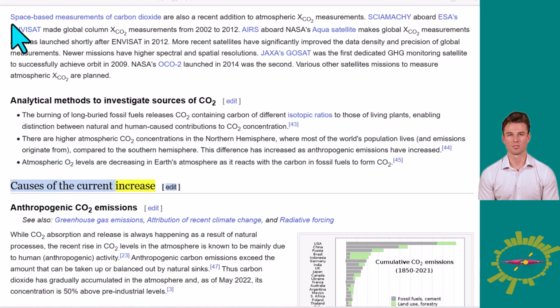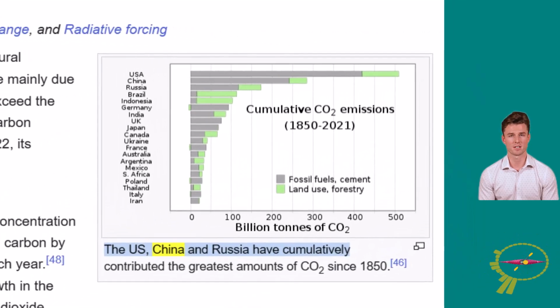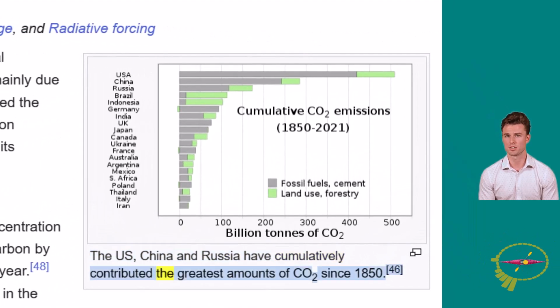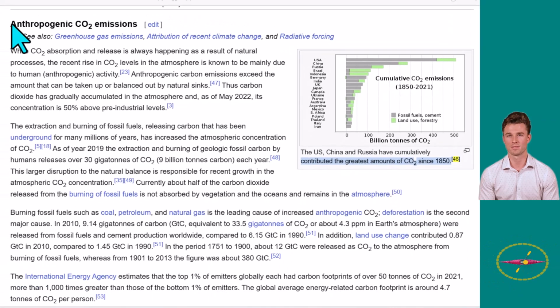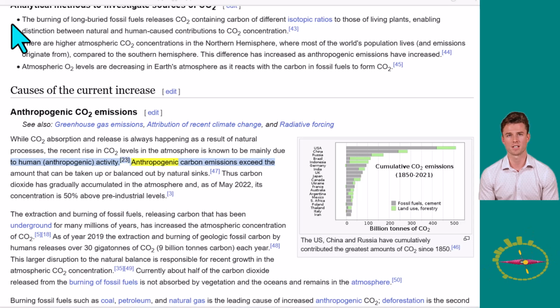Causes of the current increase. Anthropogenic CO2 emissions. The US, China and Russia have cumulatively contributed the greatest amounts of CO2 since 1850. While CO2 absorption and release is always happening as a result of natural processes, the recent rise in CO2 levels in the atmosphere is known to be mainly due to human, anthropogenic, activity. Anthropogenic carbon emissions exceed the amount that can be taken up or balanced out by natural sinks.